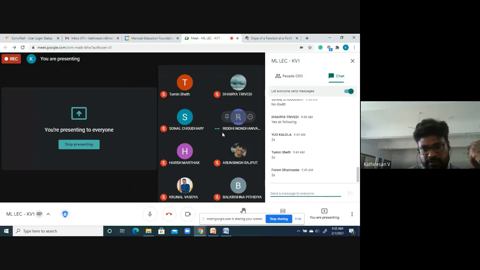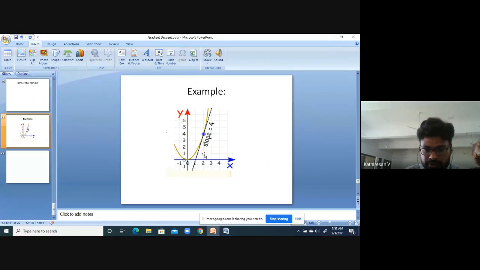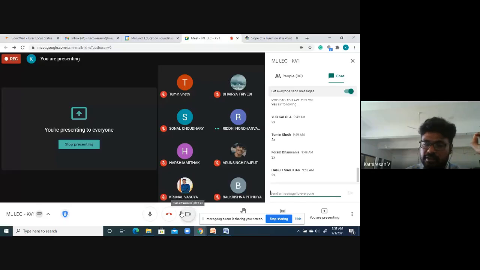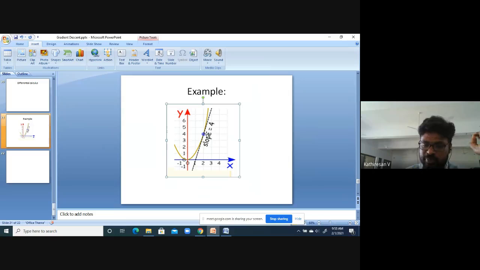Yeah, 2x, right? So see here, now my intention is I need to find slope for this particular point. What is the x value in this particular point? Yes? Good. 2 is the x value in this particular point. So just apply this formula, 2x. So 2 into 2, 4. So slope of this particular point in this particular curve is 4.